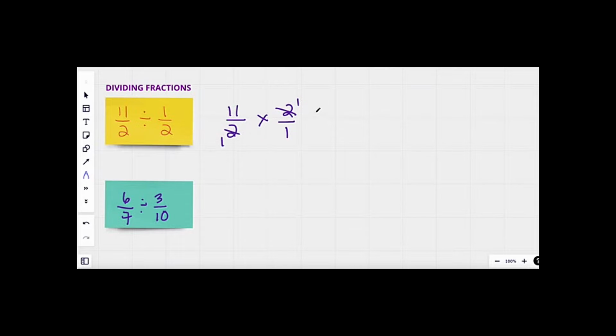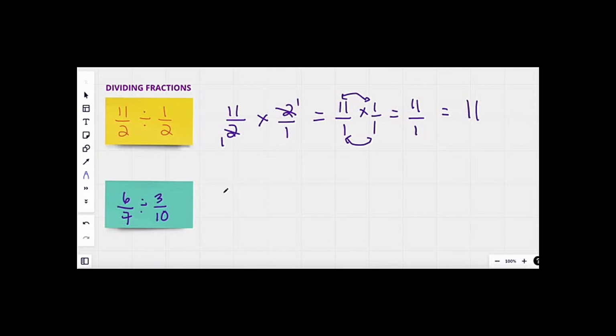So the new fraction now becomes 11 over 1 times 1 over 1. And now let's multiply the top against the top and the bottom against the bottom, which becomes 11 over 1. And we've said that any number over 1 is a whole number, so we don't need to put the whole number over 1, which means that this is the same thing as 11. 11 is the same thing as 11 over 1. Any whole number is always going to be that whole number over 1. So in this case, we can just simplify it to 11.